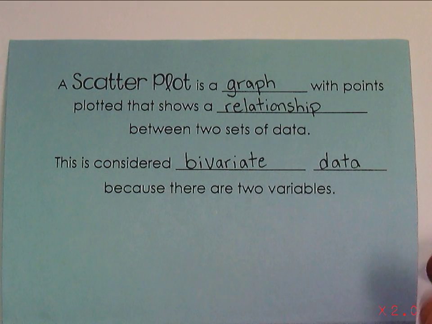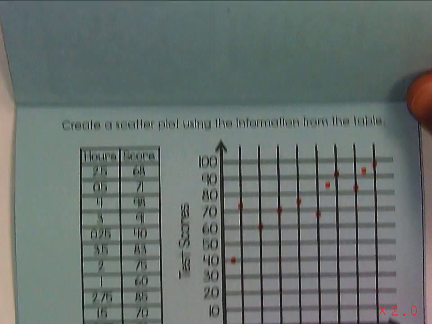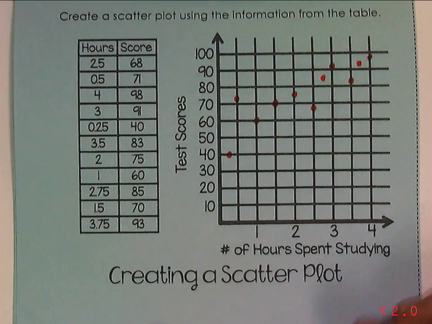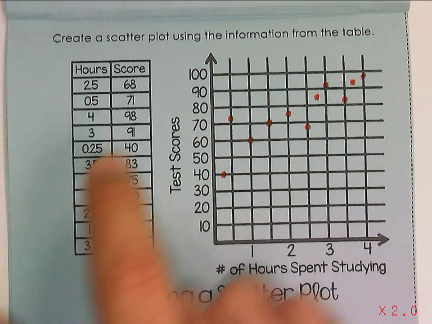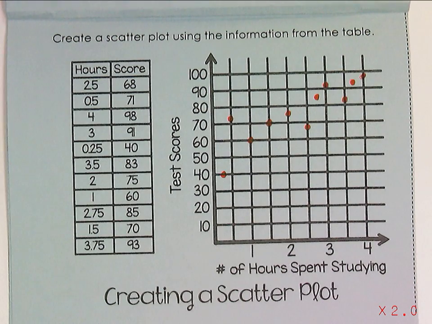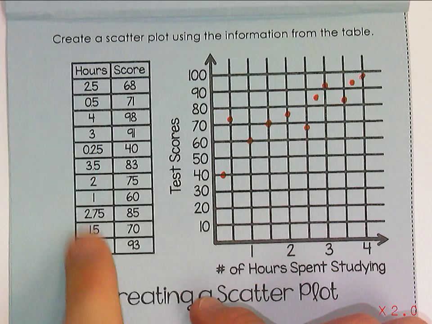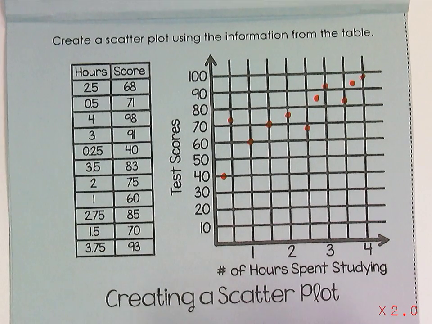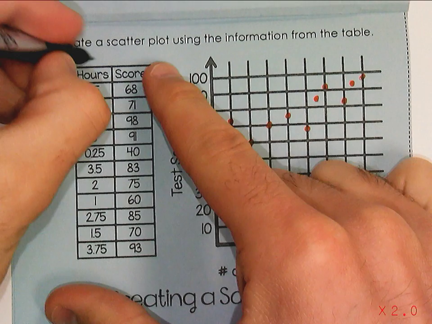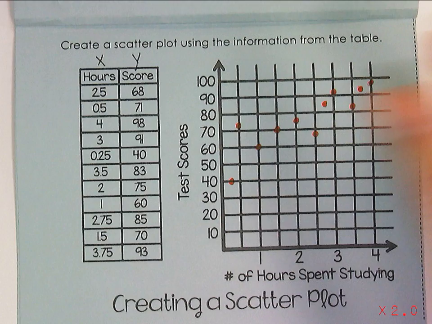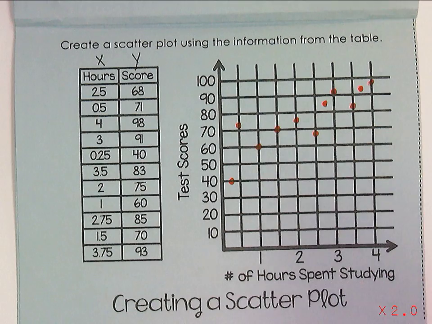So the first thing that we are going to do today is create a scatter plot. And first of all, I already plotted my points just to save time. So if you're ever asked to create a scatter plot, they'll typically give you two sets of data. So in this case we have hours and scores, and we can think of this as our x and our y, just like we plot coordinates.